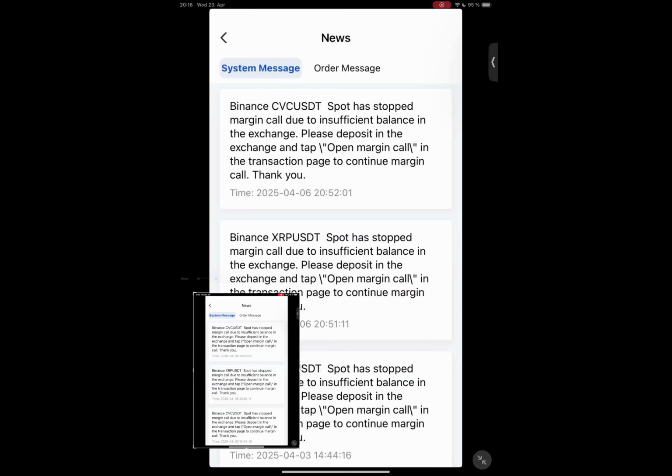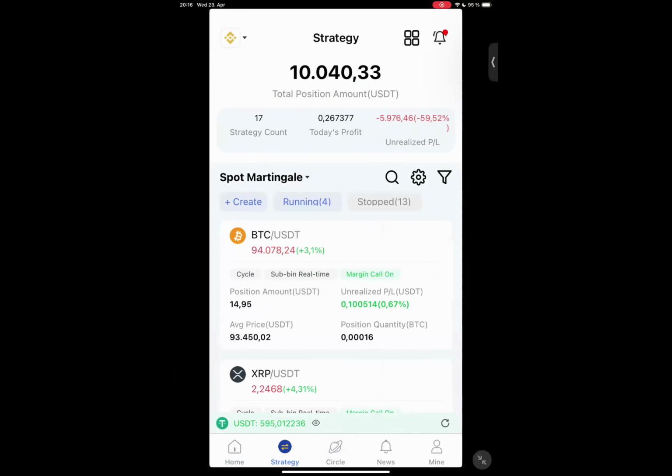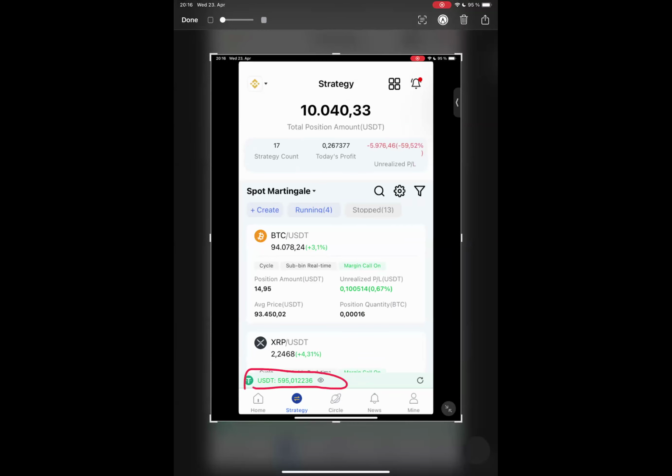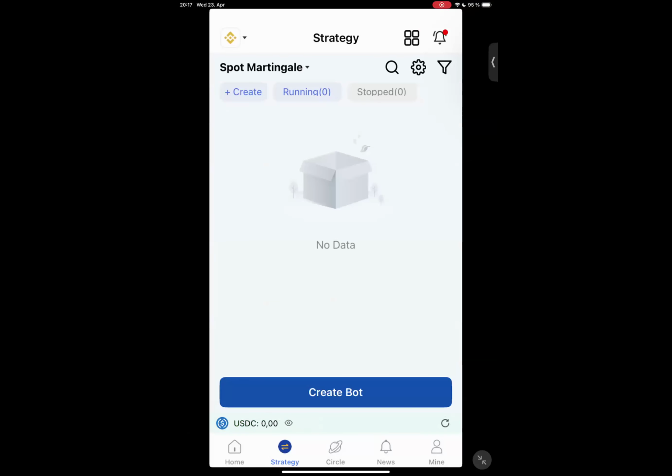Okay, it's going to send you a message like this. Now, what do you do when you get such a message? One, check your USDT balance below here under strategy. If you are not trading with USDT but with USDC, tap here and all the currencies will come, or tap on the funnel, then tap on USDC, then confirm. Then your USDC value will come.